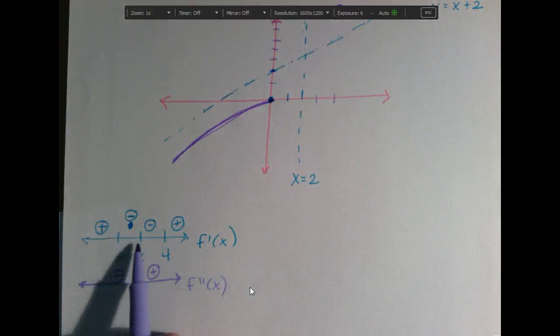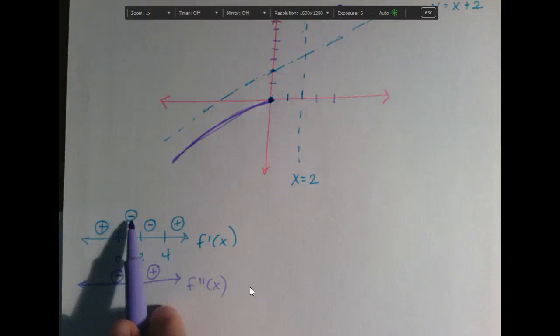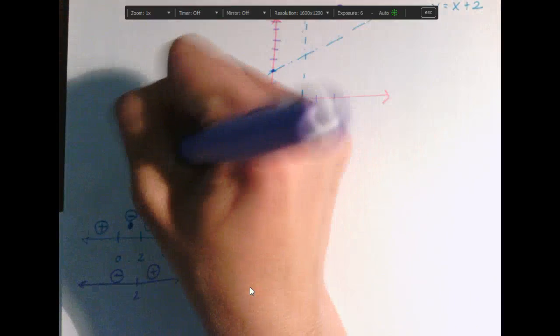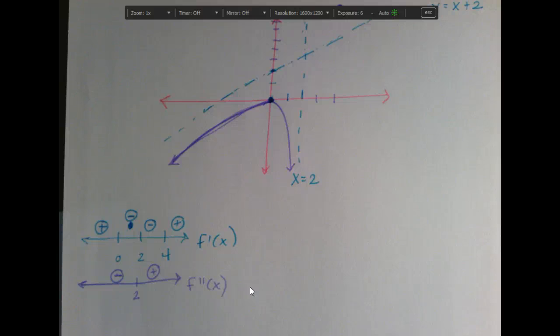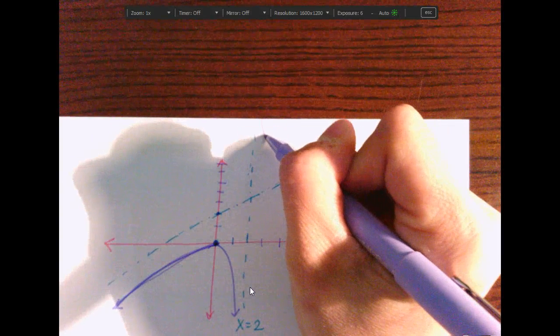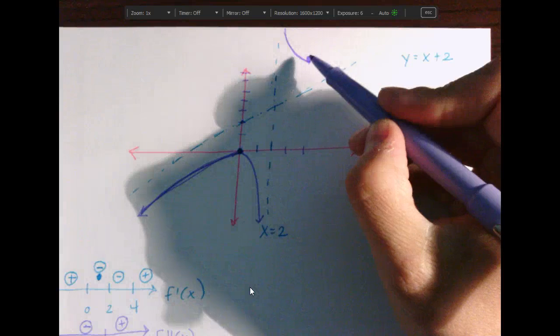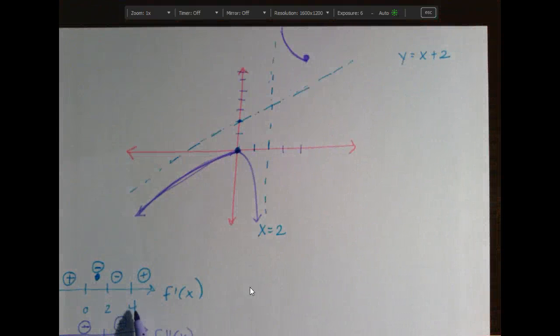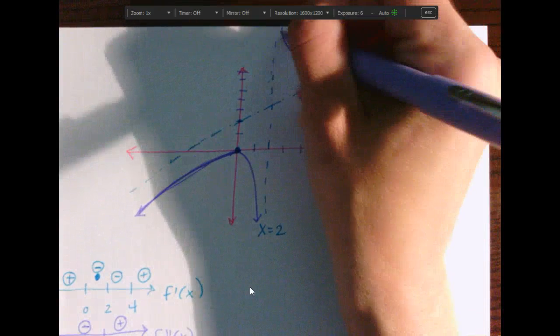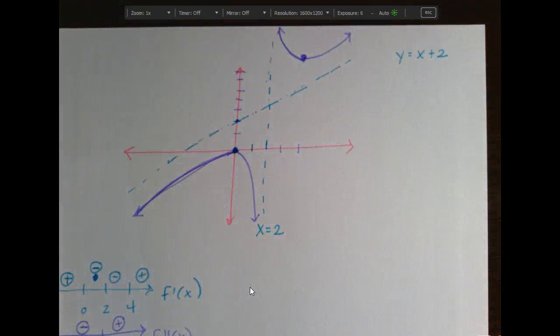And then from 0 to 2, I'm decreasing now, and I'm still concave down. And once again restricted by that asymptote. From 2 to 4, I'm going to be decreasing and concave up. So something like that. Decreasing and concave up. And then finally from 4 to infinity, I'm increasing and still concave up. Noticing that I'm restricted by the limits of the asymptote. So that would be an appropriate graph.